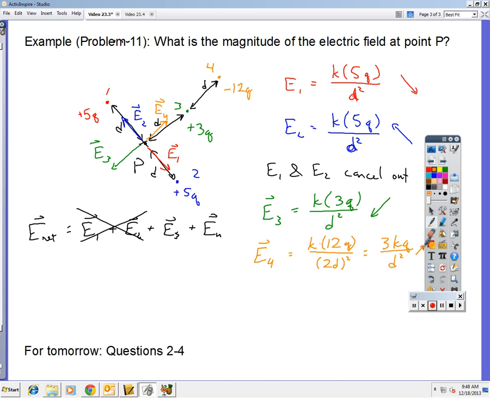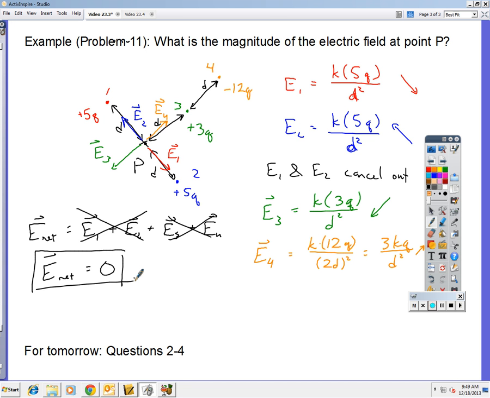So we notice that E3 and E4 also have equal magnitudes and opposite directions, so they cancel out as well, and the net field at point P is equal to 0. What that means is that we could put any charge we wanted at point P, and that charge would not experience any force at all. The other four charges would, but we don't care about them because they're source charges.